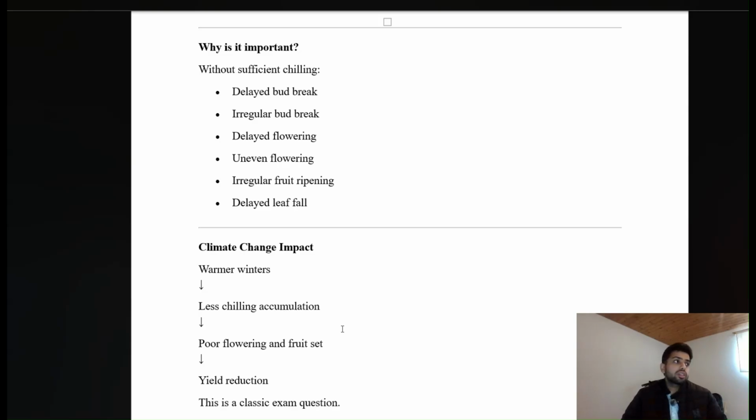And if the question is, if the plant gets its chilling requirement, then what can be the benefit? You can just write the opposite of all these options: the fruit ripening will be proper, buds will break on time, regularly and uniformly, and the leaf fall will be timely. You can write all this.